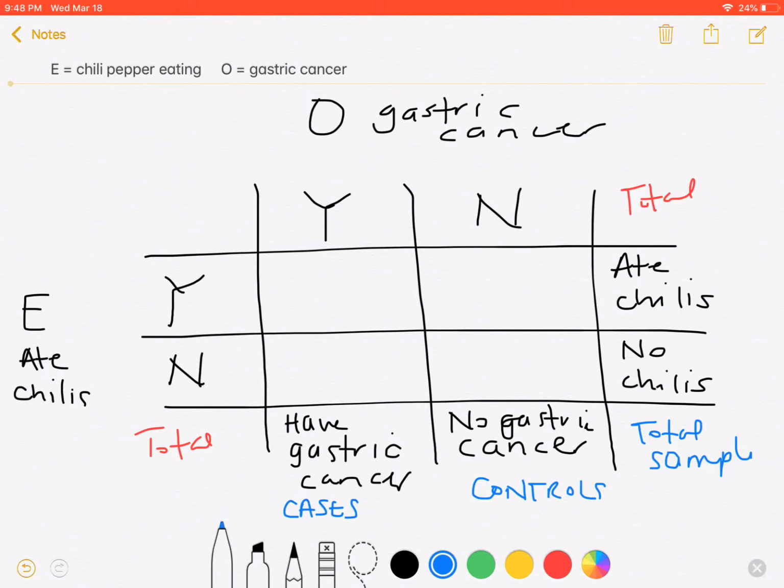Okay, so how do you read the inside of the table? To read the inside of the table, you want to go look. So, yes, they ate chili peppers. Yes, they got gastric cancer. Yes, they ate chili peppers. No, they did not get gastric cancer. No, they did not eat chili peppers, but they still got gastric cancer. No, they did not eat chili peppers, and no, they did not get gastric cancer. And that's how these boxes are set up, and that's how you'll see the table on the next page.